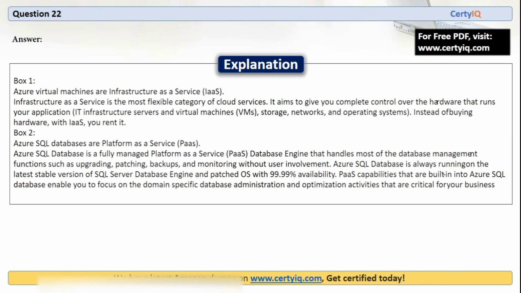Azure SQL database is a fully managed platform as a service database engine that handles most of the database management functions such as upgrading, patching, backups, and monitoring without user involvement. Azure SQL database is always running on the latest stable version of the SQL Server database engine and patched OS with 99.99% availability. PaaS capabilities that are built into Azure SQL database enable you to focus on the domain-specific database administration and optimization activities that are critical for your business.